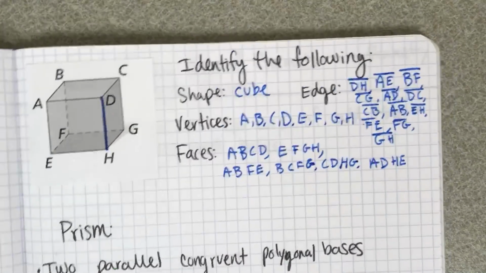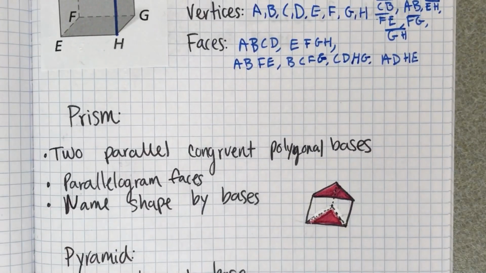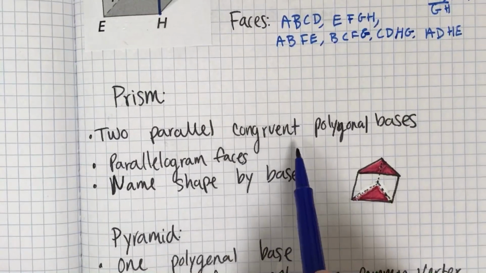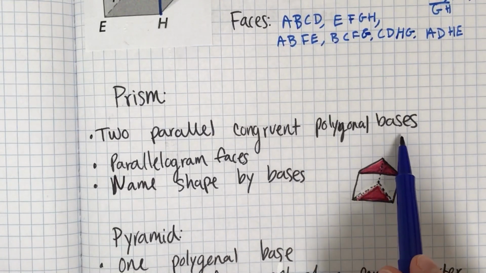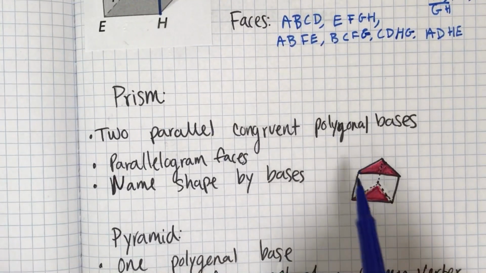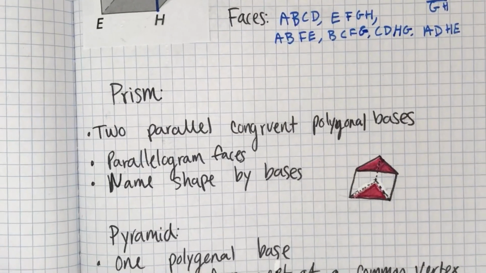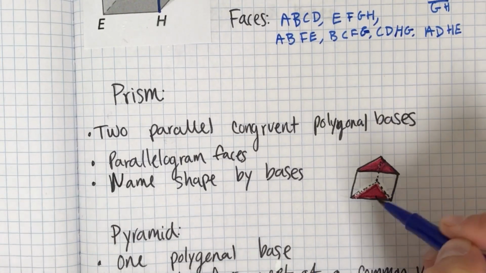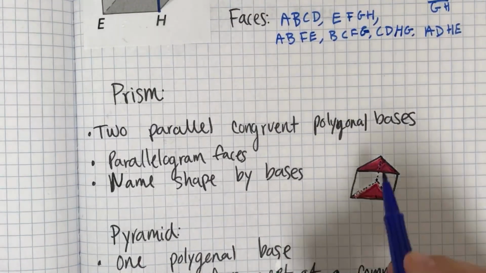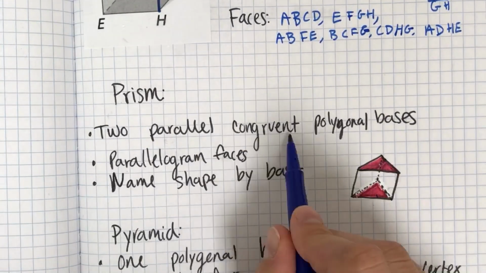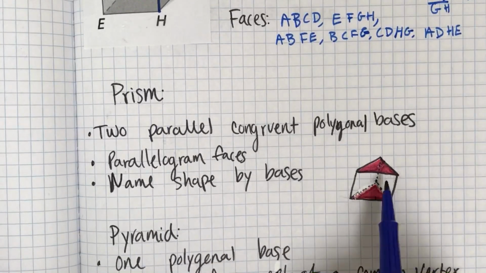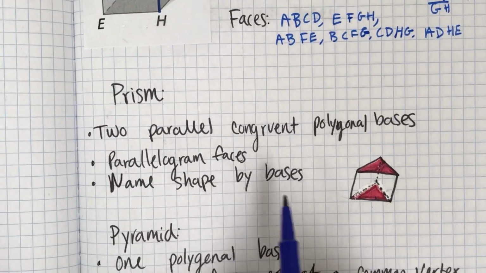All right, let's talk about prisms and pyramids, okay? So back to these shapes we had here, okay? So prisms have 2 parallel congruent polygonal bases, okay? So it doesn't matter what kind of polygon, but it's a polygonal base, okay? These two are going to be the same shape, okay? That's what congruent means, same shape, same size. All the sides are parallelograms, okay? And it's named by the base.